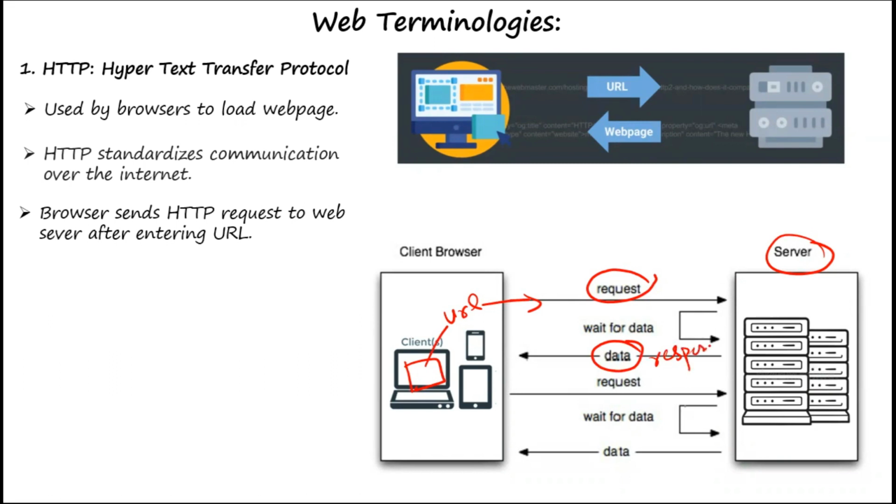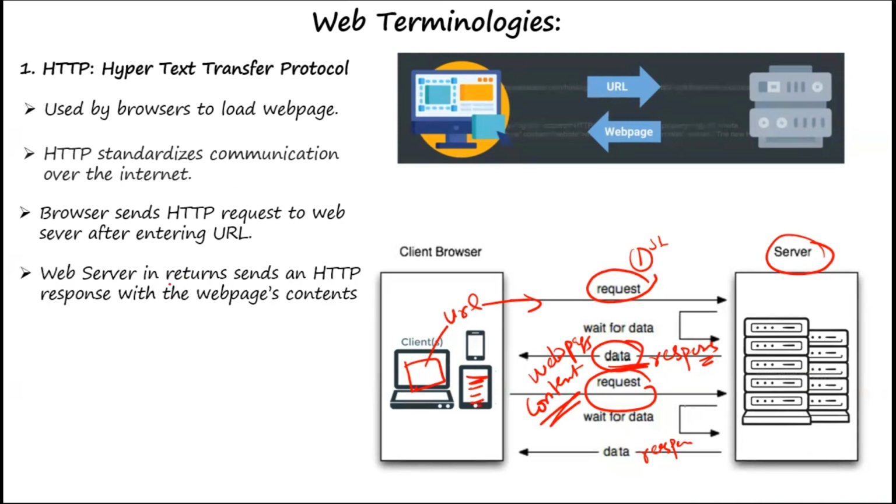It is the web page. This was the first request sent, and this was the second. So browsers send data through a URL, and those need to follow HTTP protocols. Web servers in return send an HTTP response, and that response contains the web pages. The data is all about web page content. So this is the data we received over our screens.